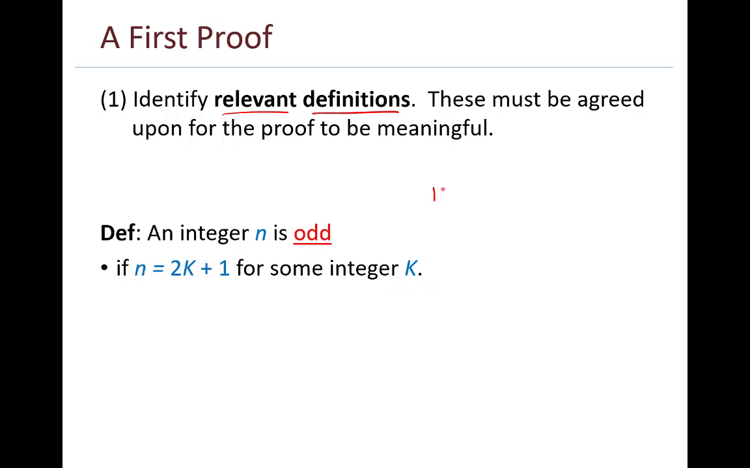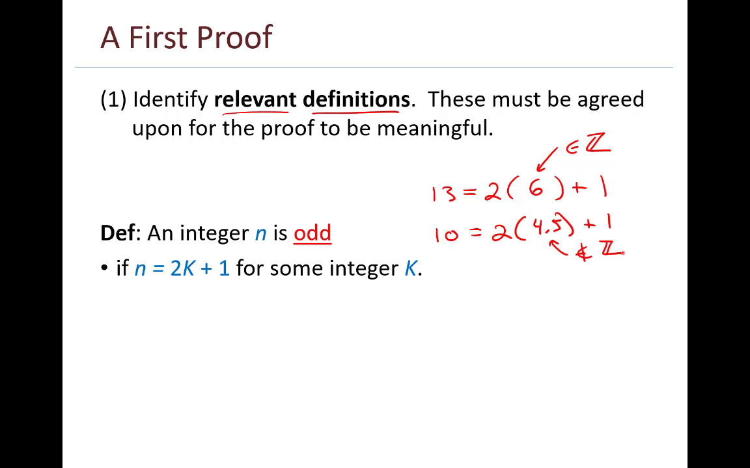So how about 13? Is 13 odd? Well, I can write 13 as 2 times 6 plus 1, where 6 is an integer. So this establishes that 13 really is an odd integer, just in case you had any doubts. What about 10? Now 10 I can write as 2 times 4.5 plus 1, but no, 4.5 is not in my set of integers, so this does not show that 10 is odd.